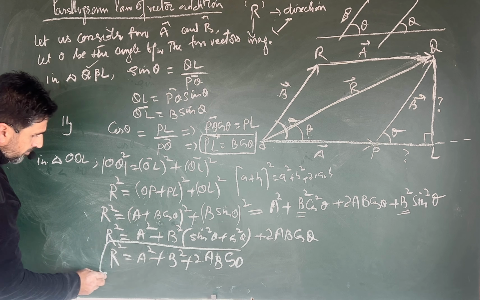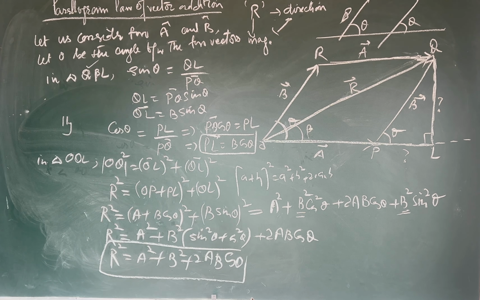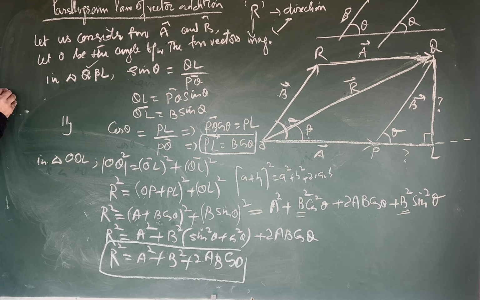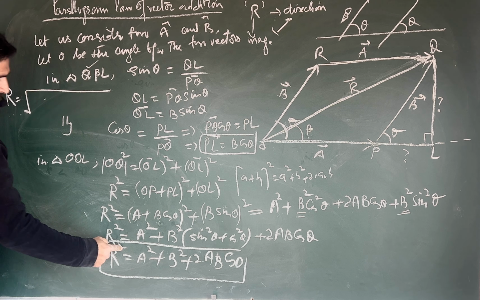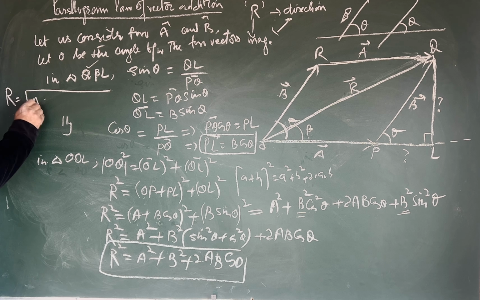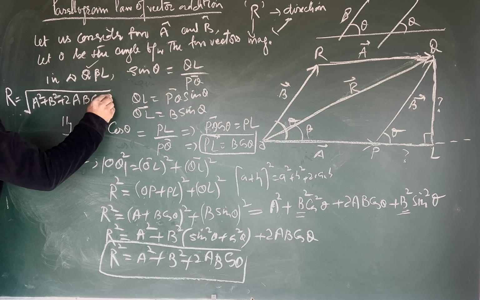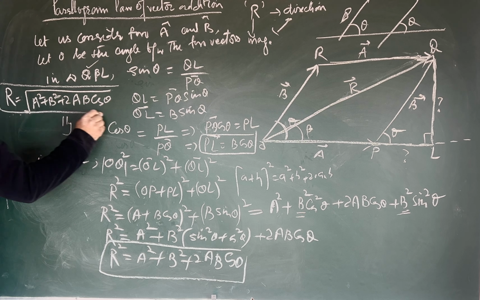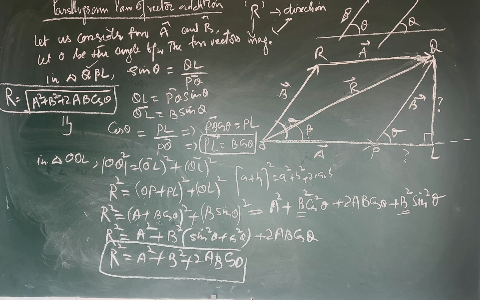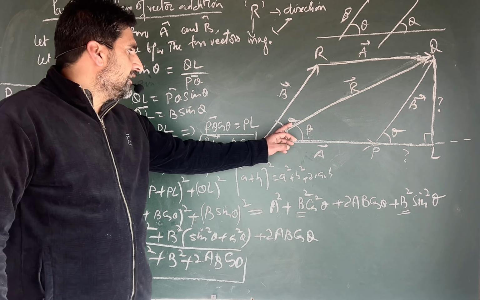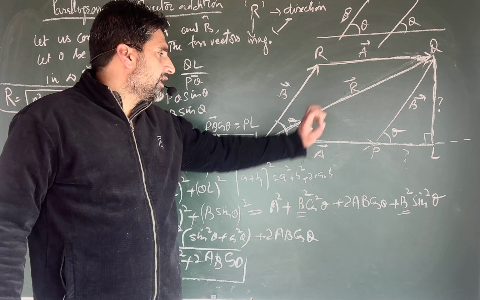This is the magnitude part, or you can write it like this: R is equal to, square goes to the other side, square root of A square plus B square plus 2AB cos theta. This is the required magnitude that you have to calculate for two vectors having an angle theta between them. Then this R can be calculated.